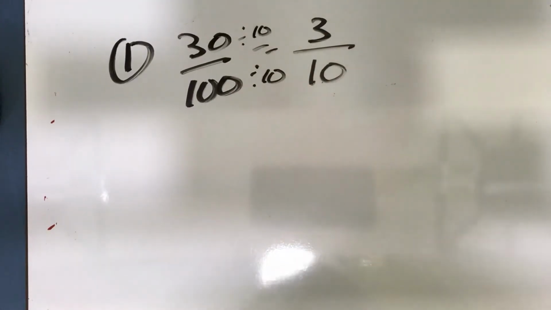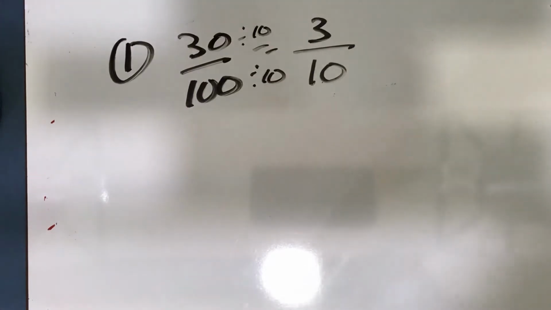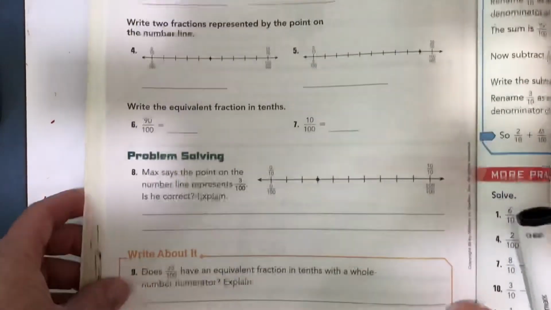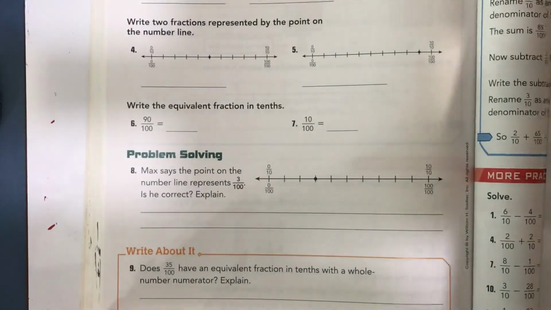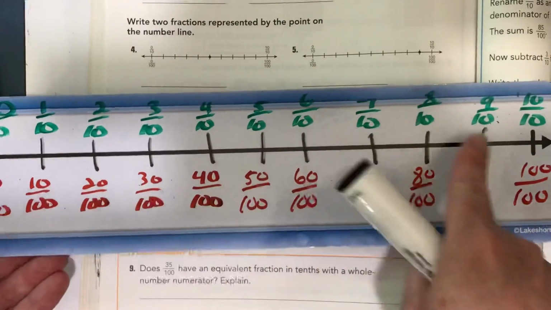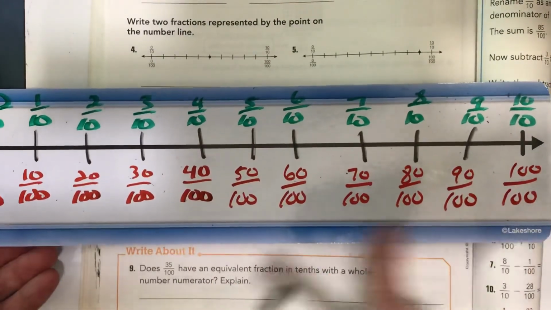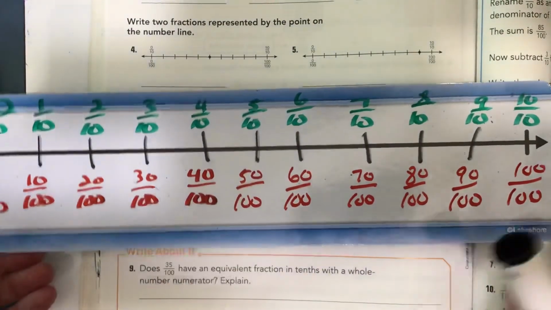Okay, so you have to have 2 answers on 1, 2, and 3. You have to have tenths and hundredths. Okay, and then on 4 and 5, you're using the number line. The top is just like this number line, it has tenths, and the bottom has hundredths. These are equivalent fractions, though.